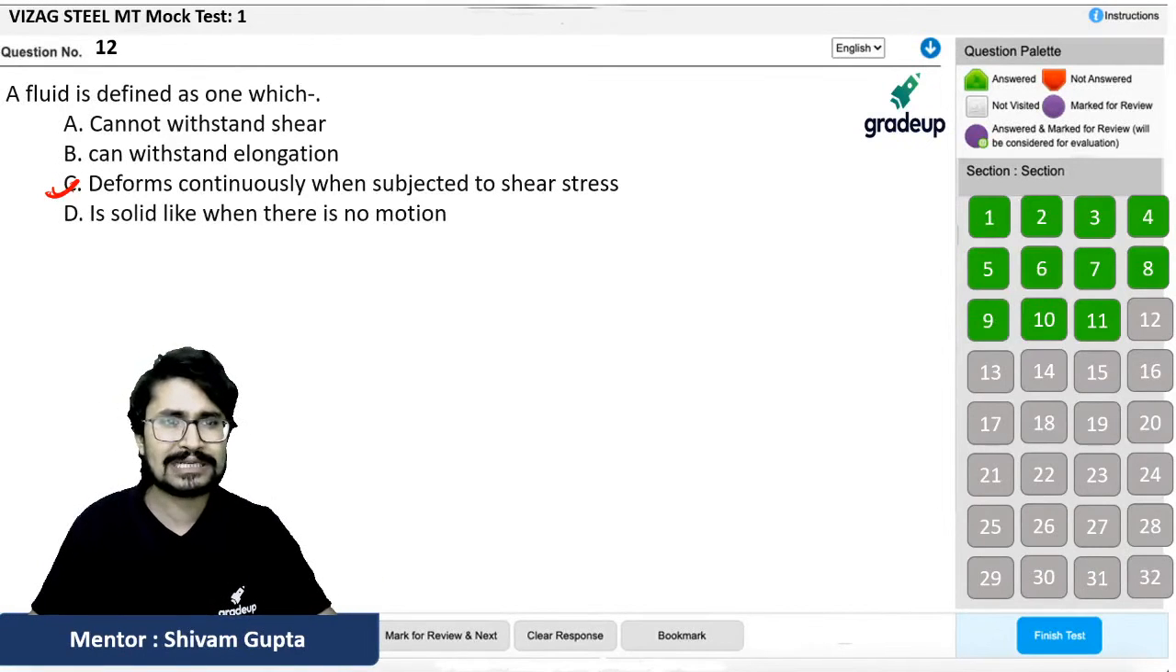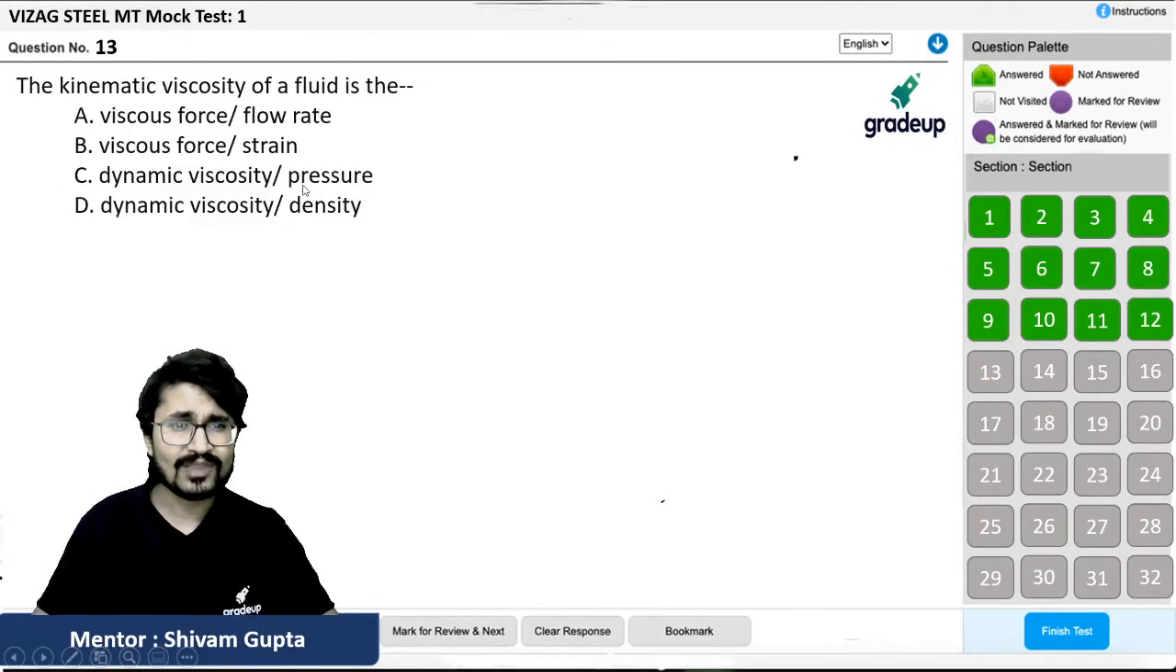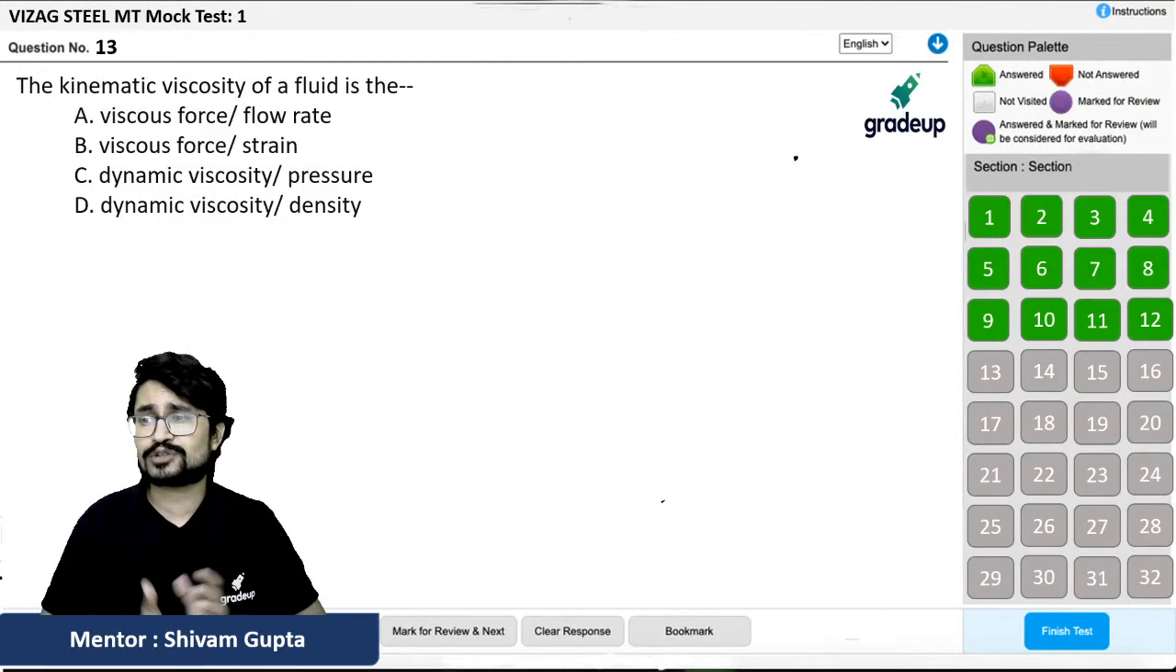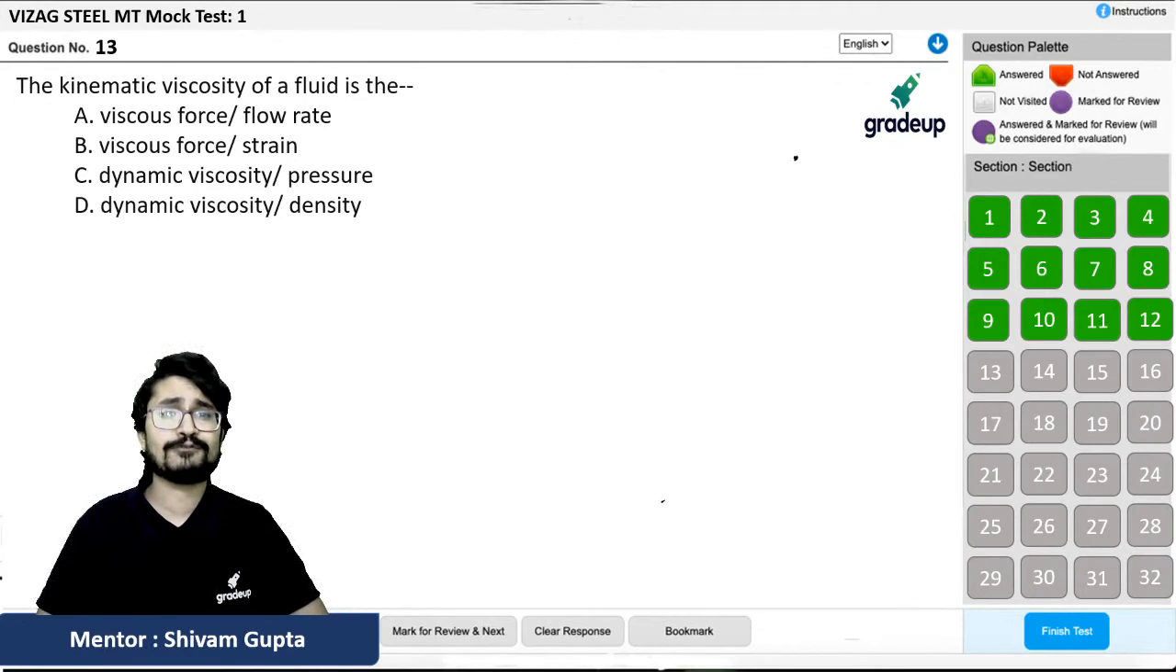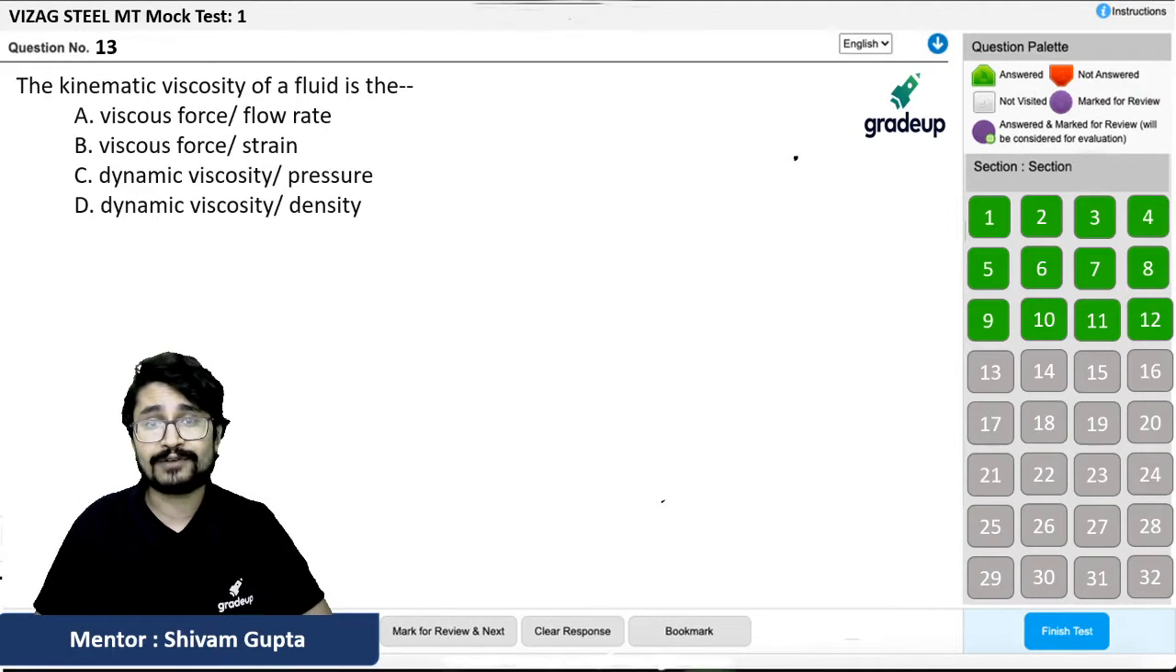The next question on your screen says that kinematic viscosity of a fluid is dash. What will be the answer? Kinematic viscosity of the fluid is viscous force, flow rate, viscous force divided by strain, dynamic viscosity upon pressure, or dynamic viscosity upon density. Yes, Javed, it would be A and C, but the more correct answer will be C.